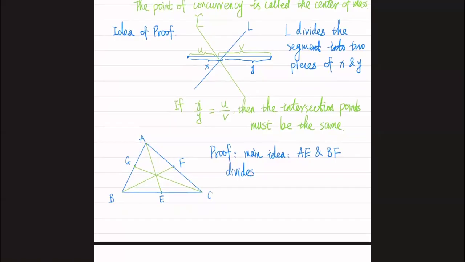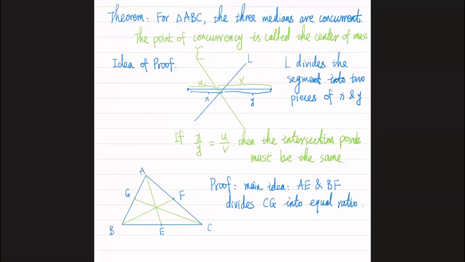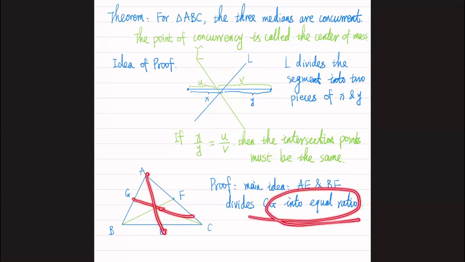Divide CG into equal ratios. Then by the previous argument, we see that the intersection points must be the same. Before the proof, these two may intersect at one point. These two may intersect at a different point. Because they have the same ratio, the intersection points must be the same. So we have concurrency.